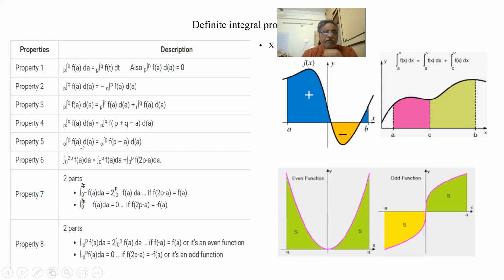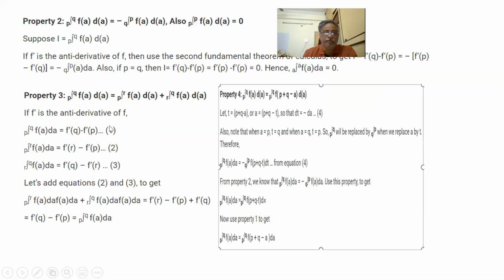Integral from 0 to p of f(a) dA is equal to integral from 0 to p of f(p minus a) dA. In place of p here, it is 0. In place of q, here it is p. So here I put p plus q minus a. Here 0 plus p minus a is nothing but p minus a. Both properties are actually same. So what this property says: you add the limits and replace a with the sum of the limits minus a, and the integral remains the same. Let us see its proof.